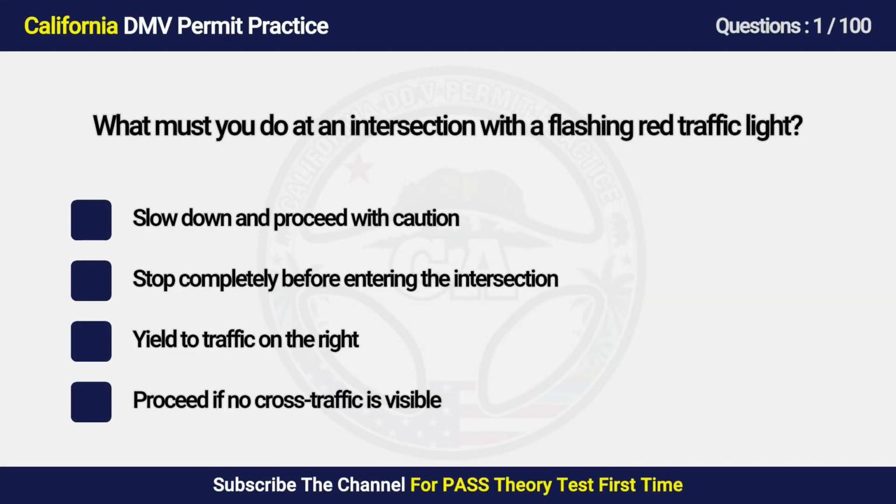Question 1. What must you do at an intersection with a flashing red traffic light? A. Slow down and proceed with caution. B. Stop completely before entering the intersection. C. Yield to traffic on the right. D. Proceed if no traffic is visible.